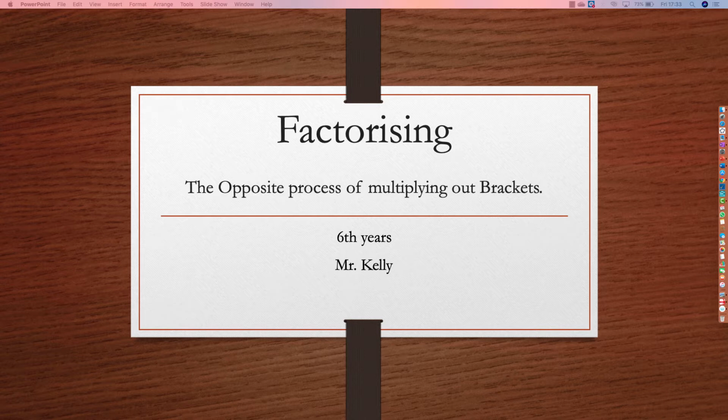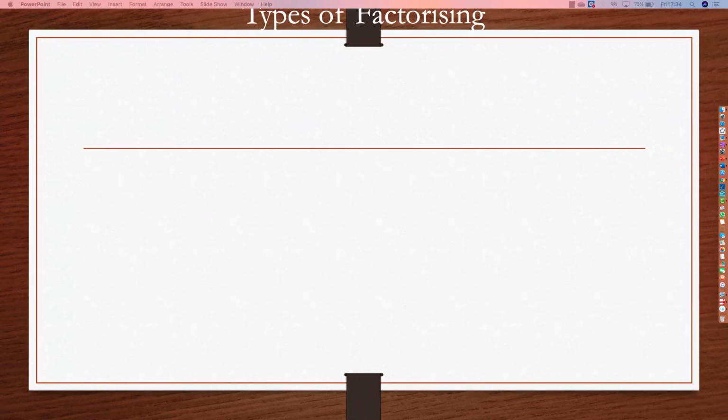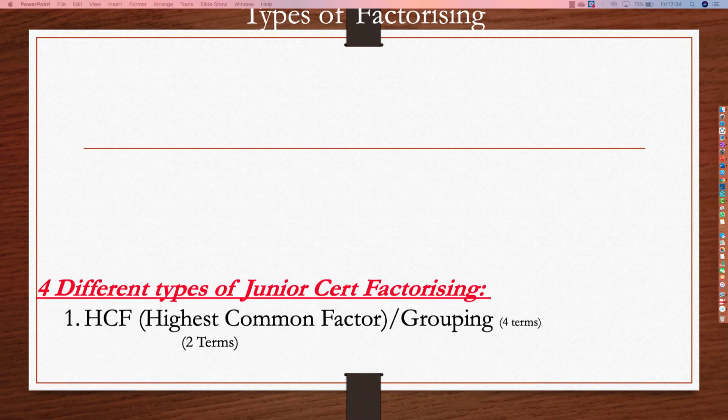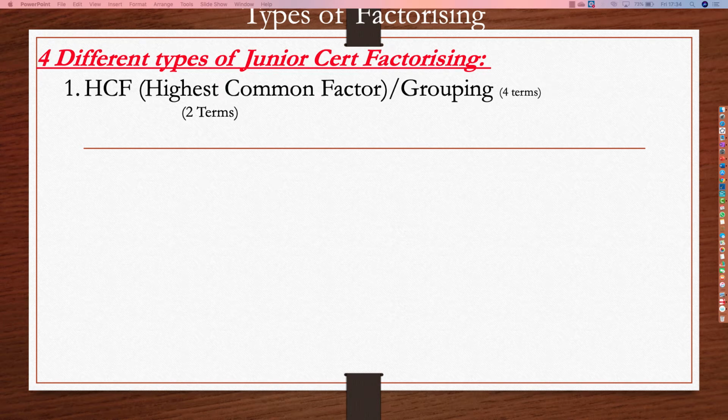Right? The opposite of multiplying out brackets is factorising. So you have 4 different types of junior cert factorising, and you have 2 different types of leaving cert factorising. So this will be the very first thing you did this year. Alright? So, the very first thing on junior cert factorising is highest common factor and grouping. So, highest common factor is going to be 2 terms, grouping is going to be 4 from the junior cert.